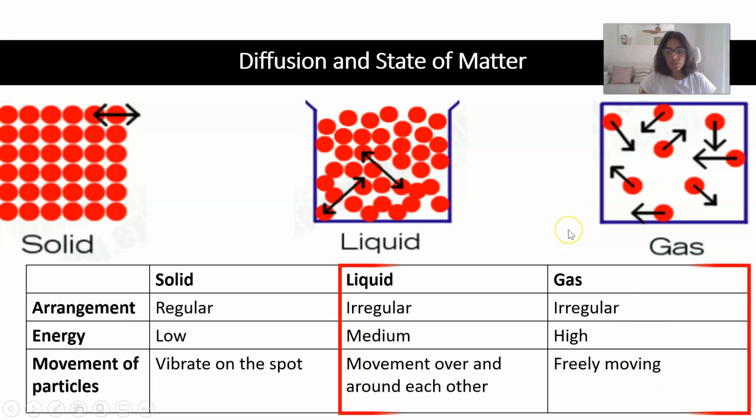So what we need to know is that liquids and gases are the only two states of matter where diffusion can occur, and it's because of their irregular arrangement of particles, their higher levels of kinetic energy, and the ability of the particles to move.